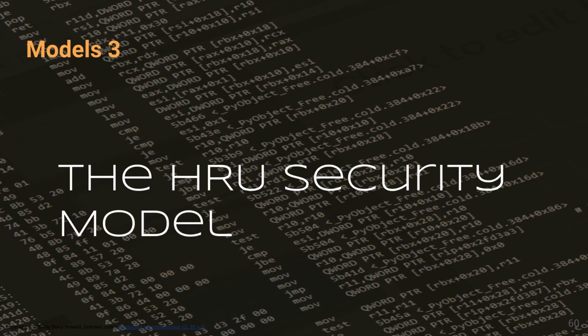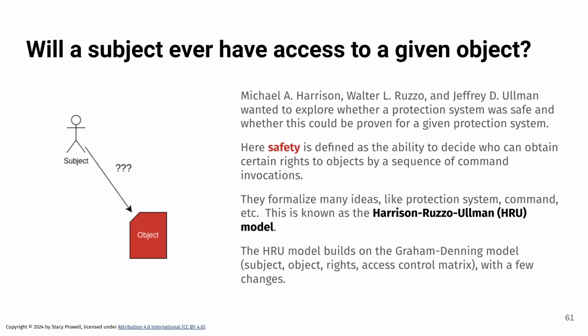How could I deal with that? Well, that was the challenge that was met by the HRU Security Model. So they wanted to answer the question, will a subject ever have access to a given object? And so Michael Harrison, Walter Ruzzo, and Jeffrey Ullman, that's the HRU, wanted to explore whether a protection system was safe and whether they could prove it for a given system. So here there's a lot of things we have to define. We have to define safety. We have to define what a protection system is.